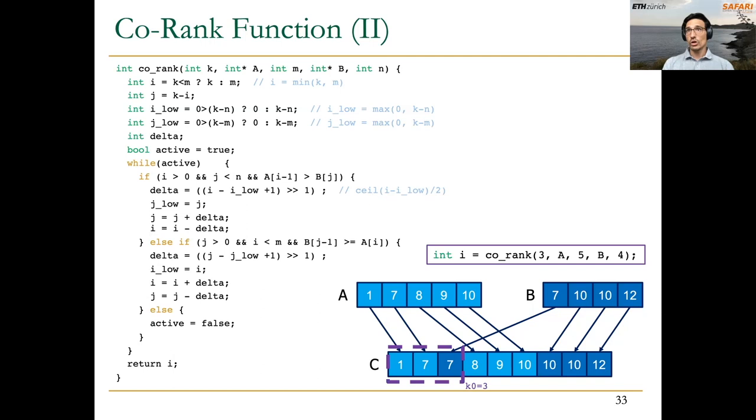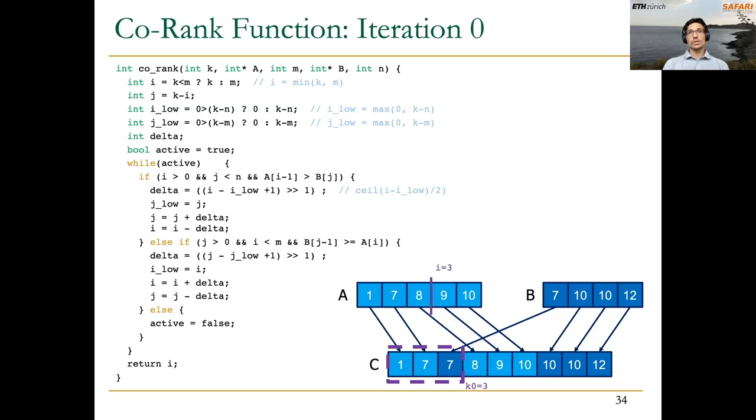So this is how we are going to call the core rank function for k0 equal 3. In iteration 0, when we start the execution of this function, we assign the initial values i equals 3, j equals 0, and i low equals 0 and j low also equals 0. Now we compare i and j to 0 and to the maximum value that they may have, and we also compare the corresponding elements of the input lists A and B. So in this very first iteration, i is greater than 0, j is less than n, and A[i-1] is greater than B[j].